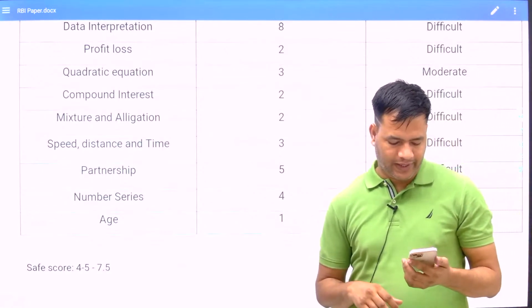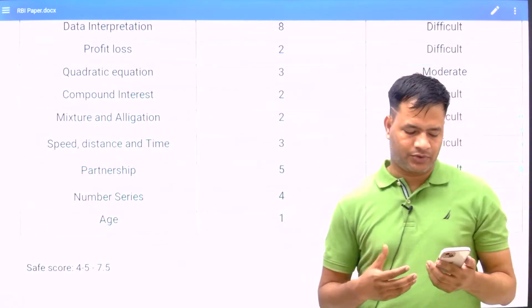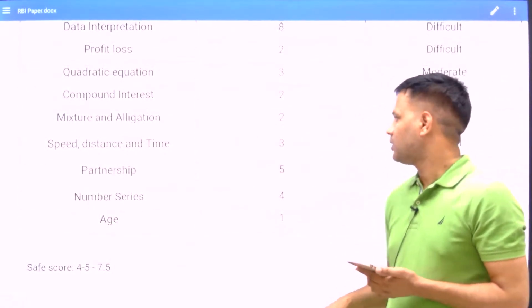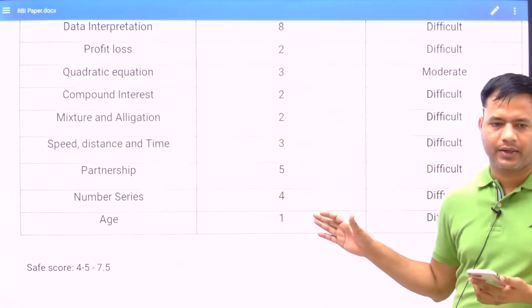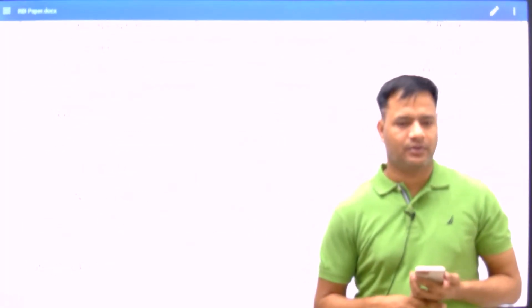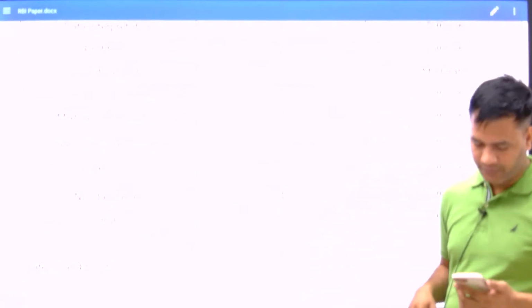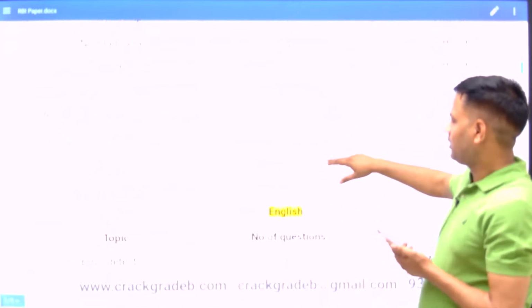Whatever questions we have, we will discuss tomorrow. DK Mishra questions, some questions we have, the exact questions we will discuss tomorrow. So all those students who are getting a score in this range in the quant section in general category can start preparation for phase 2.